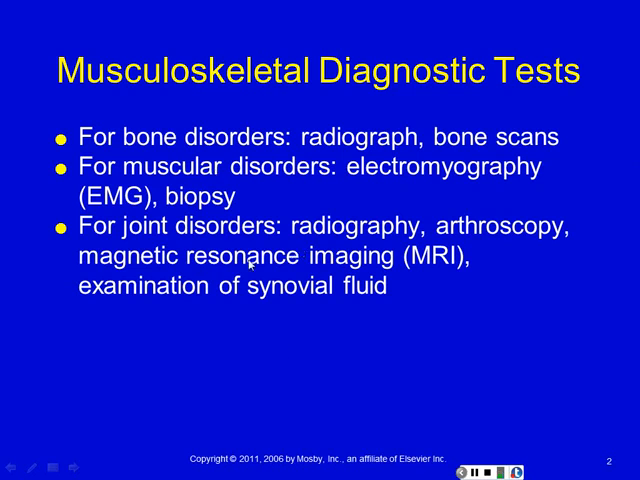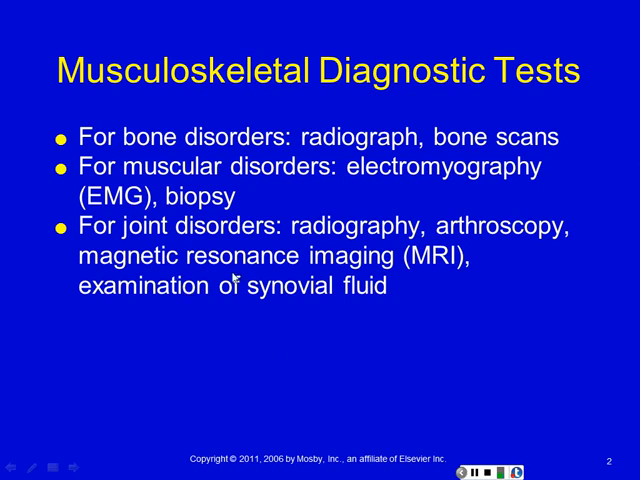MRIs give us a three-dimensional picture that we can manipulate in the computer so we can see a lot more detail. The problem with MRIs, it's very, very expensive. So it's a great test, but oftentimes MRI is not the first choice because of its high expense.